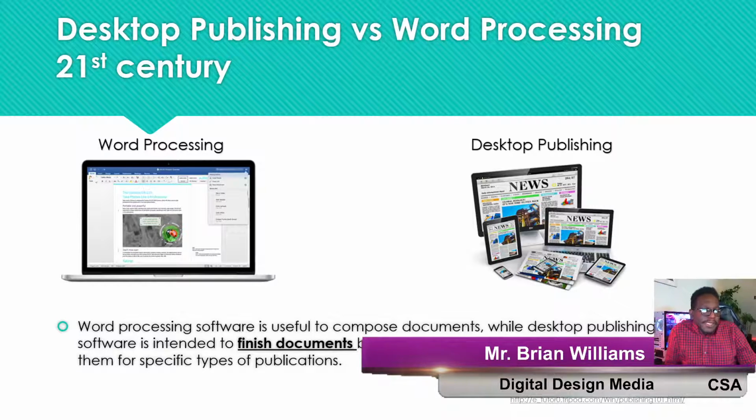So word processing software is used to compose documents, while desktop publishing software is used to, I would say, finish documents. It combines graphics and text primarily, and the software kind of promotes this.